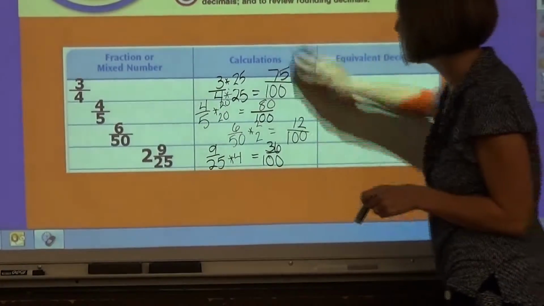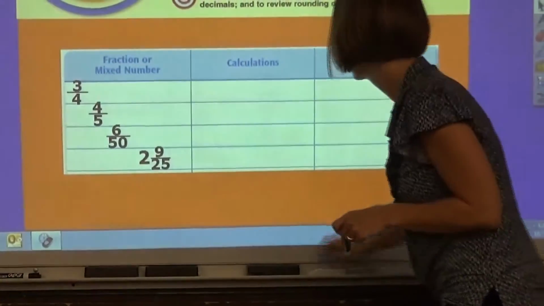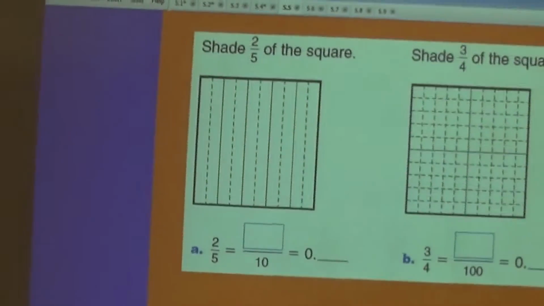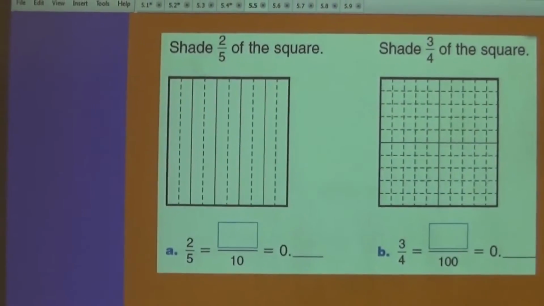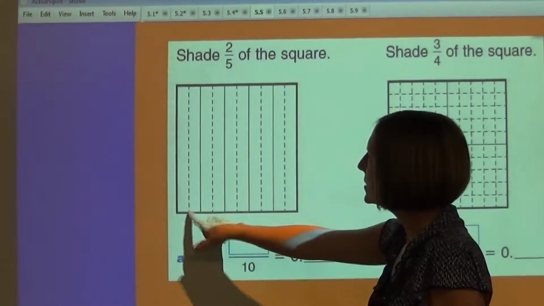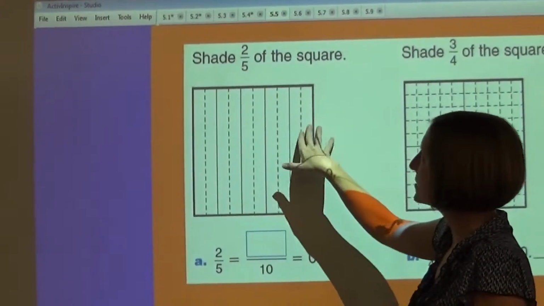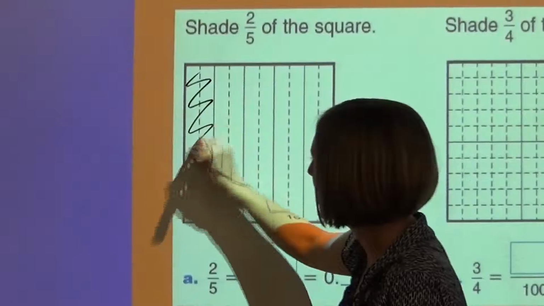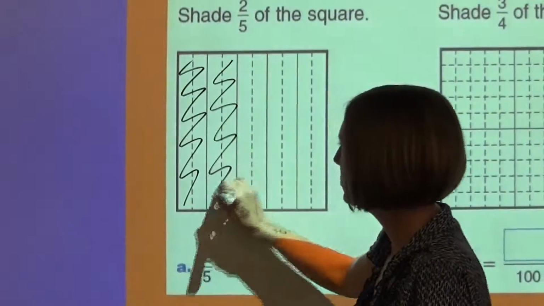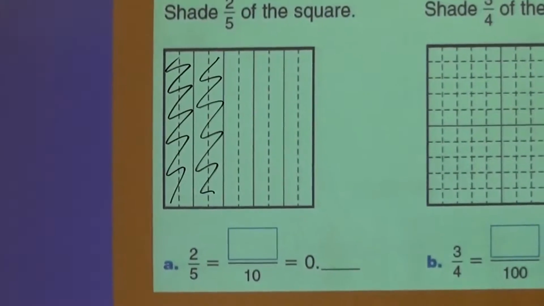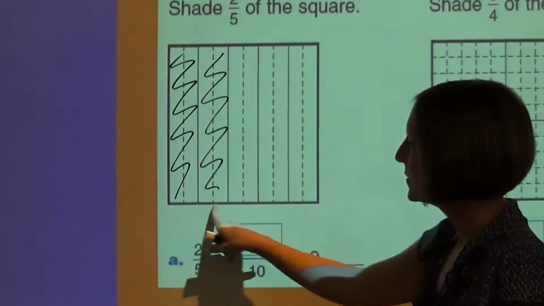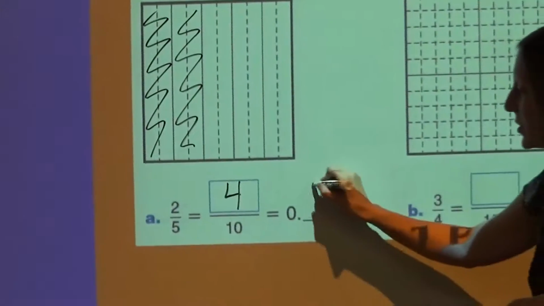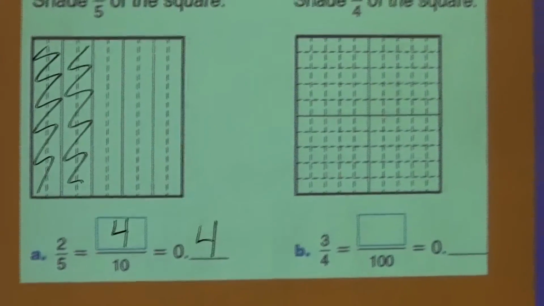All right, let's look at another way we can find equivalent decimals. In your math journal, you will see some boxes, and you're asked to shade in parts of the square. So in this square, the solid lines split this into 5 equal parts. They want us to shade in 2/5. So if we shade in 1, 2/5, 2/5 is the same as how many tenths? Well, there would be 4 tenths. And now I know 4 tenths as a decimal, so I can write the equivalent decimal.